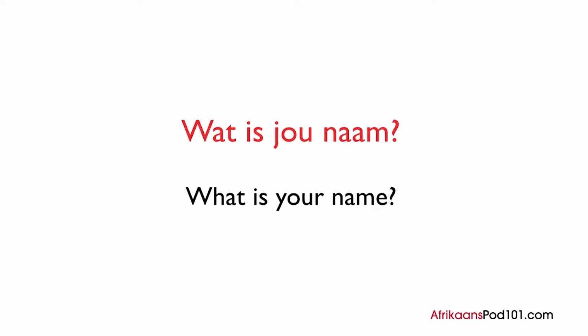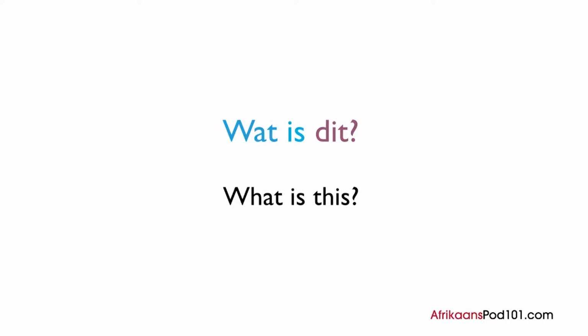If you want to ask someone's name, you could ask, wat is jou naam, which literally means, what is your name? Wat is jou naam? Here, wat is the first word, followed by is, which is the same as the English is, and finally comes your naam, which means your name. To ask, what is this, just say, wat is dit? Again, wat comes first, followed by is, which is. Then we just have dit, meaning this. Wat is dit?